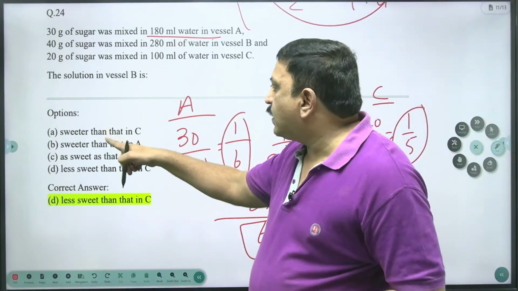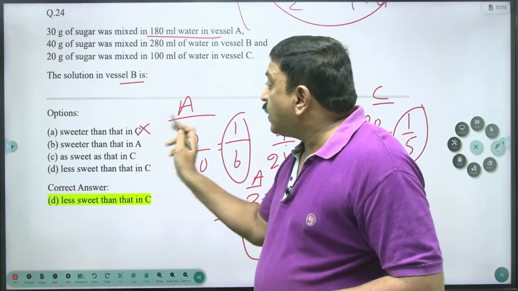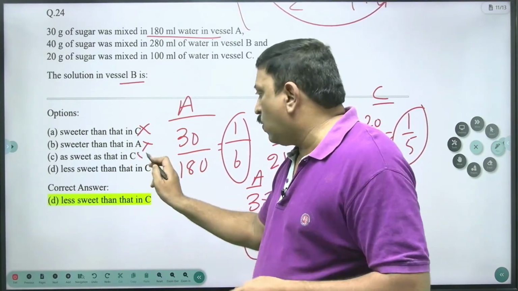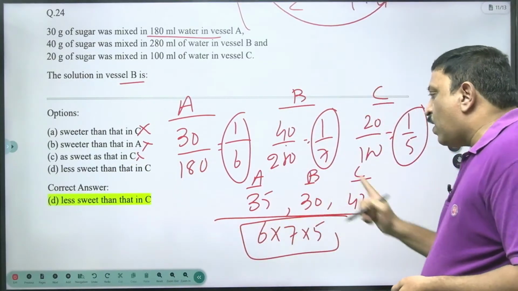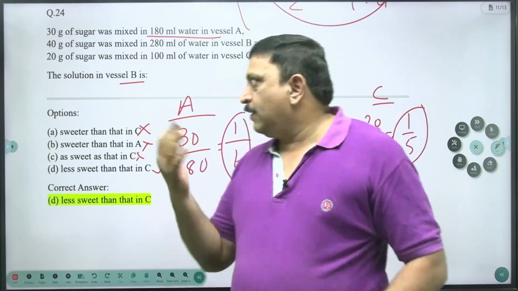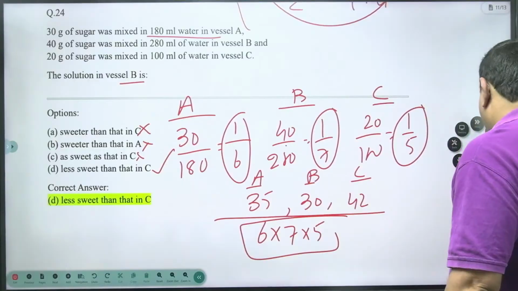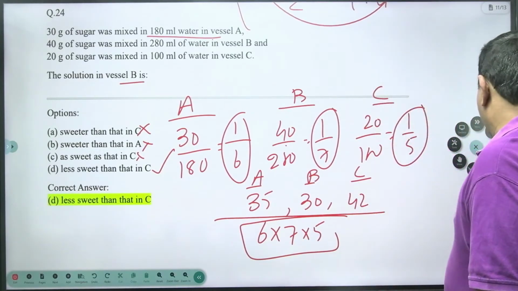What is the case here? The vessel B is sweeter? No, it cannot be sweeter. Sweeter than? No. As sweet as? No. Less sweet than C. Okay, it is less sweet than either A or C. That's why the answer is D. Clear? Next one. Very good questions. The framing of the questions is very conceptual. And the last one.